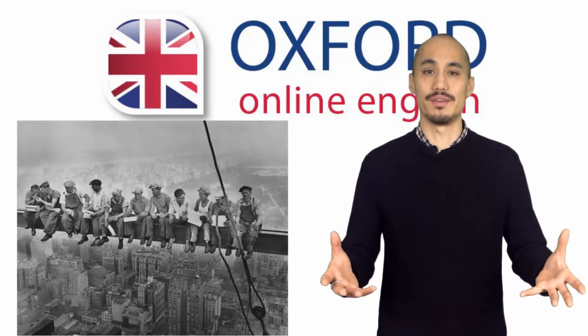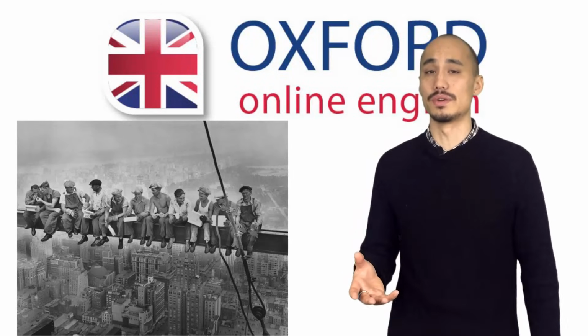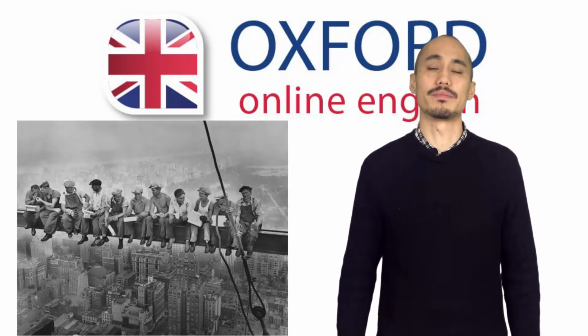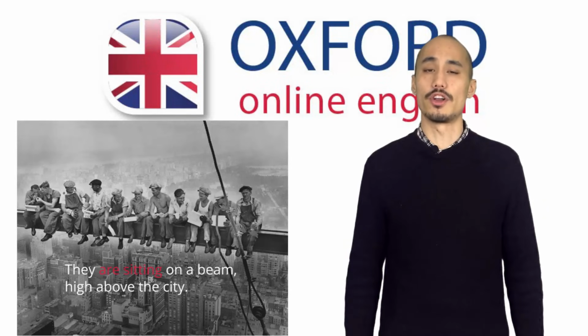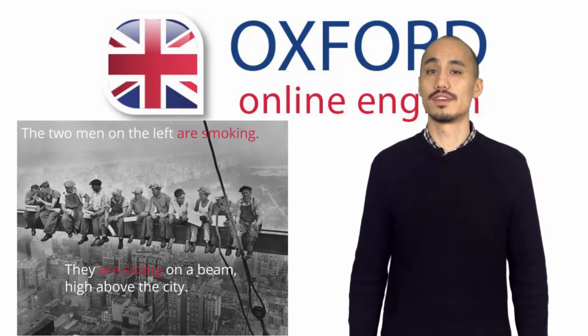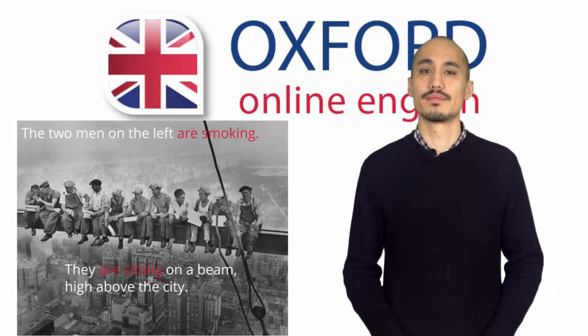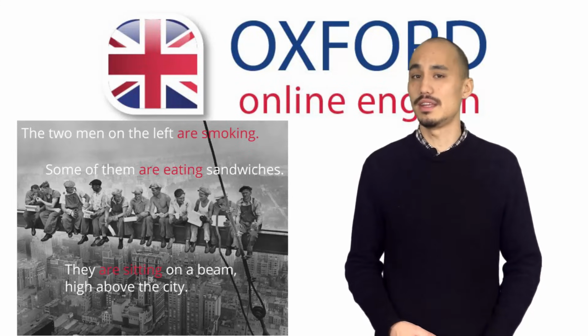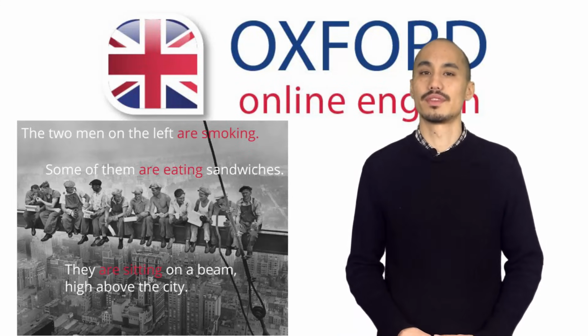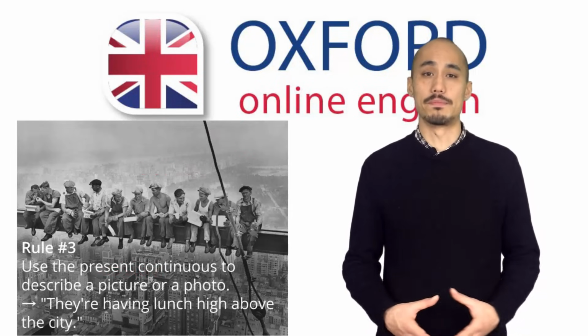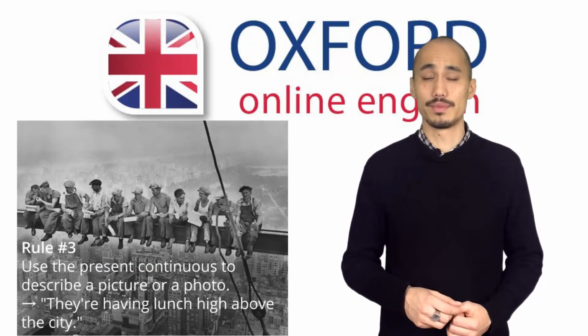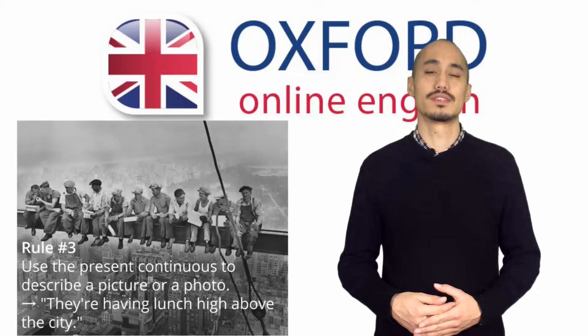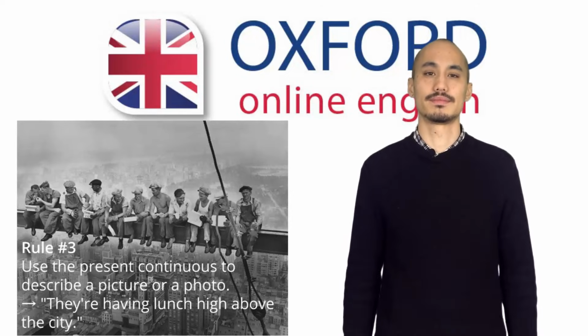For example, here, we can use the present continuous to talk about what we see. They are sitting on a beam high above the city. The two men on the left are smoking. Some of them are eating sandwiches. It doesn't matter that the picture was taken a long time ago. We can still use the present continuous to describe it.